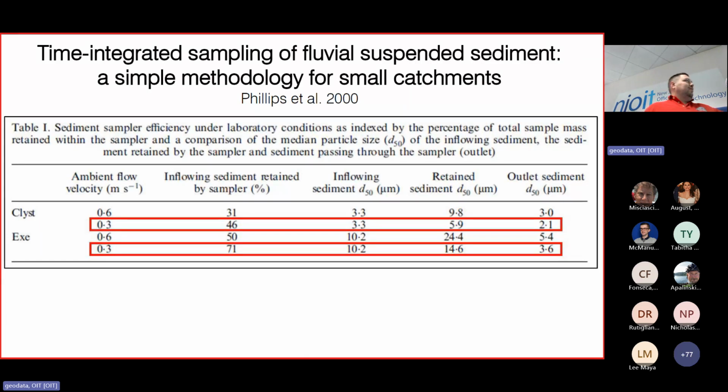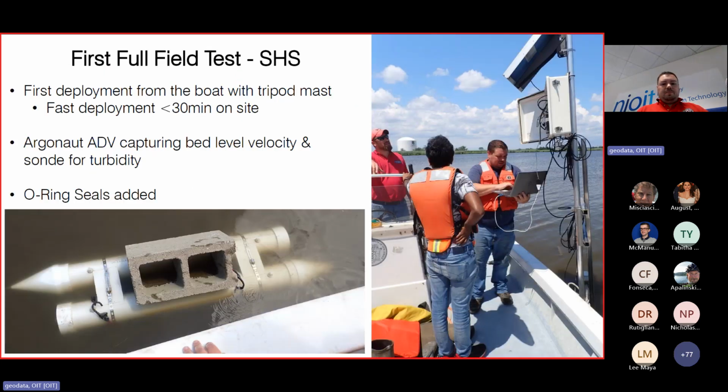So the stuff that's coming out of this is an excerpt from Phillips et al. You have 0.3 meters per second, or 30 centimeters per second, velocity. Your output sediment is only 2.1 or 3.6 micron. So you're pulling everything that is very, very fine-grained, and you're losing very, very little of that sediment. So you're capturing the majority of what is moving in and out of the marsh.